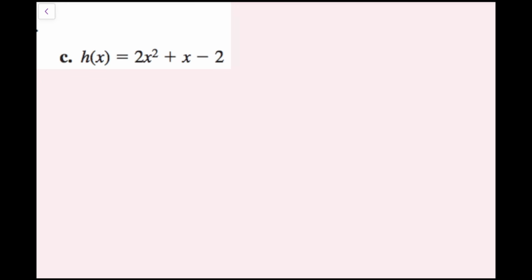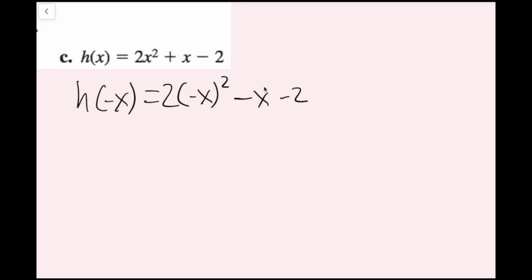For part C, I'm going to do the same thing. I'm going to plug in negative x where I see an x, and then I'm going to see if my function is either the same, the opposite, or none of them. So I have h of negative x equals 2 times the quantity negative x all squared, and then minus x, because this plus x is going to turn negative, and then minus 2. And then here I have negative x squared, which is going to just turn into x squared, times 2, minus x, minus 2. And now this is simplified.